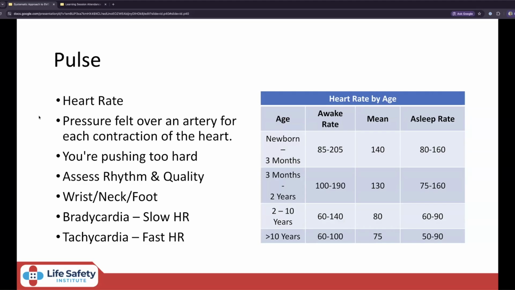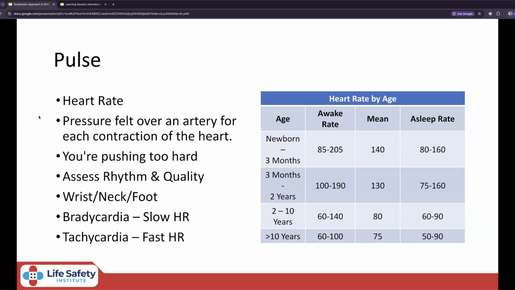We want to assess the rate, rhythm, and quality of the pulse. Rate: how many times in a minute is it beating? Rhythm: is it regular? Are there regular intervals between beats, or is it just beat, beat, pause, beat, pause? Is it regular or irregular?